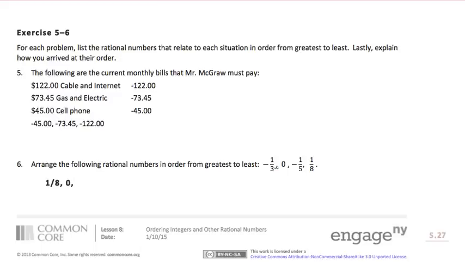The final two numbers, -1/3 and -1/5, would be determined by which one is closest to 0. And the larger the denominator, the smaller the piece. So if I were to look at the number line, I would encounter -1/5 first because it's closer to 0. But just to prove that, let's get some common denominators for these two fractions because this can be confusing.